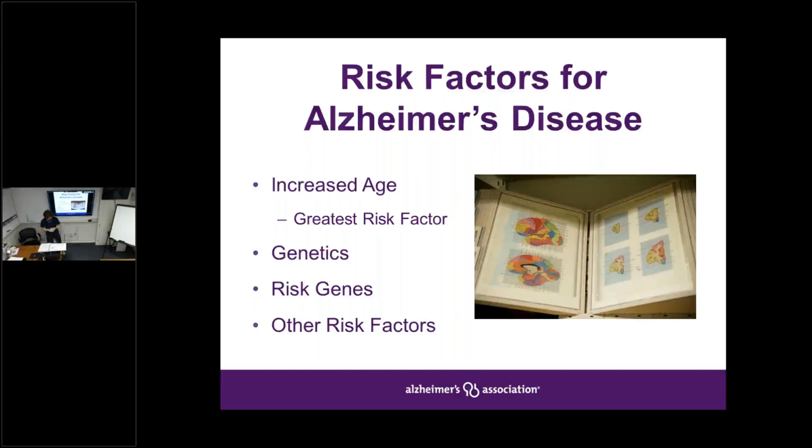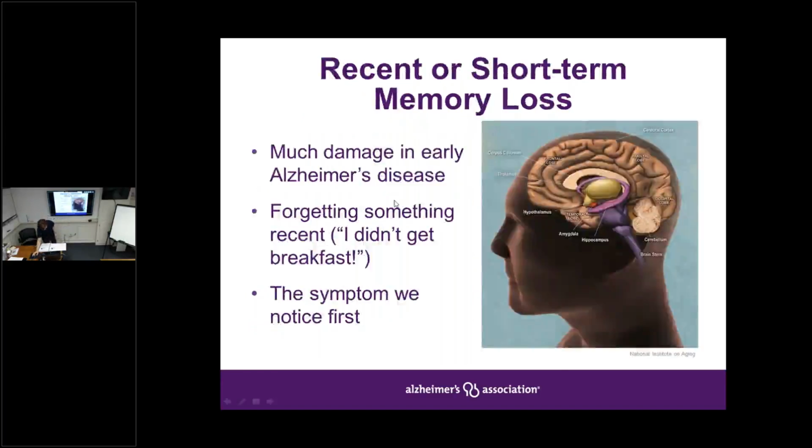Remaining socially and mentally active throughout life is very important to reduce our risk, and also reducing our risk of traumatic brain injury. So minimizing risk of falls and any hits to our head is important as we try to mitigate risk factors. So let's talk about the progression of the disease.